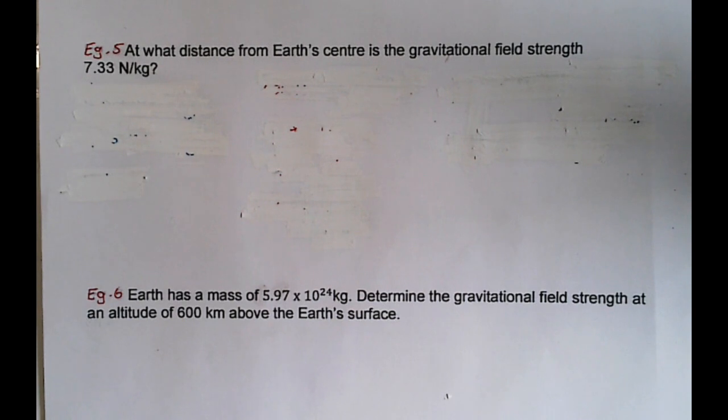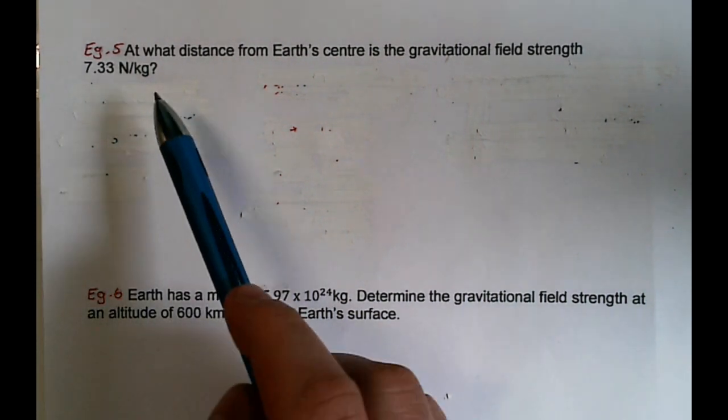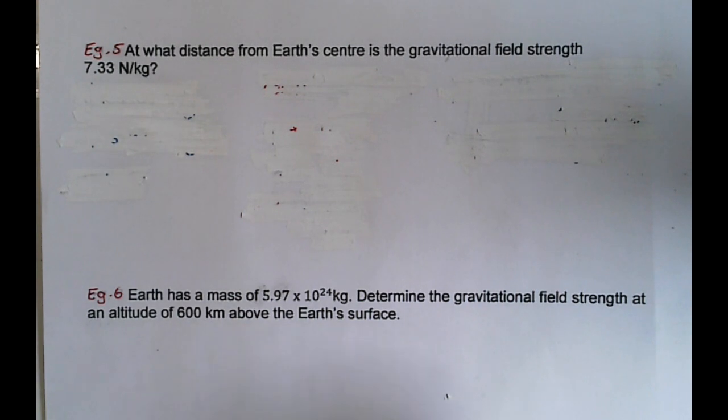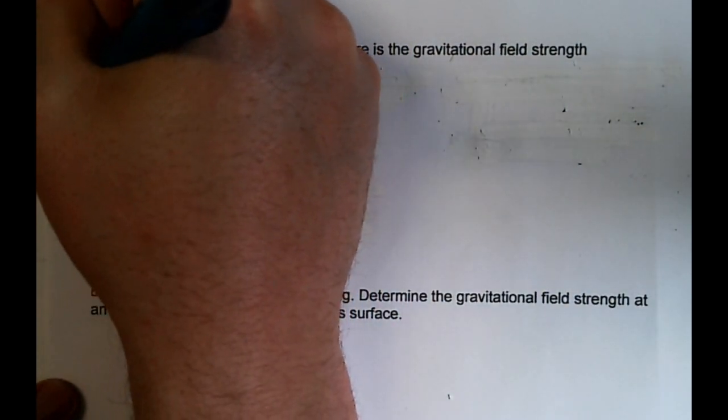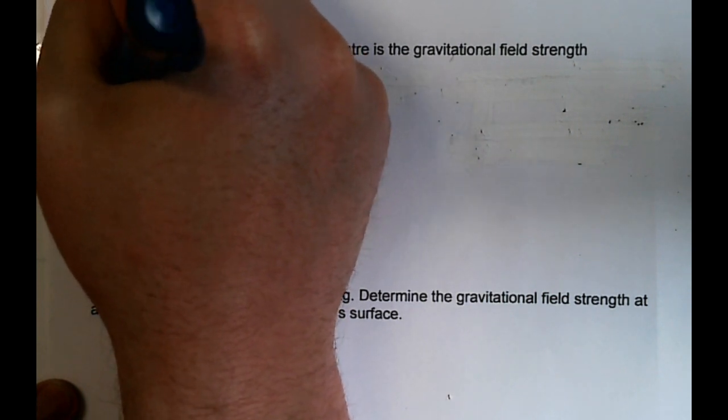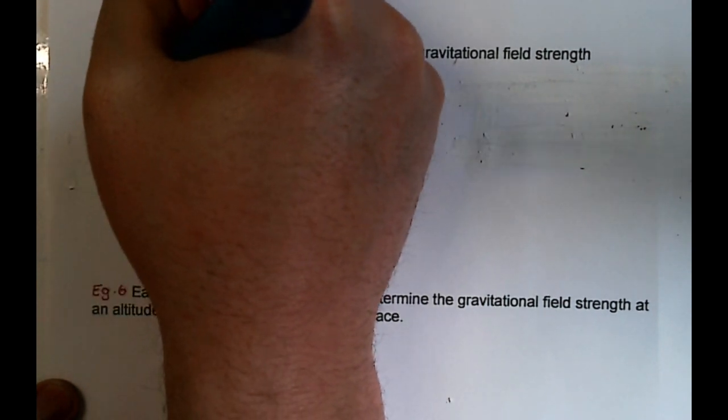In this example, we want to find at what distance from the Earth's center the gravitational field strength is 7.33 newtons per kilogram. As with every example, I like to put all the information I'm given on the left side. I am given that the gravitational field strength is equal to 7.33 newtons per kilogram.